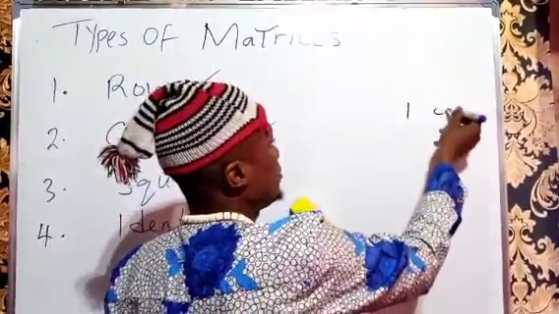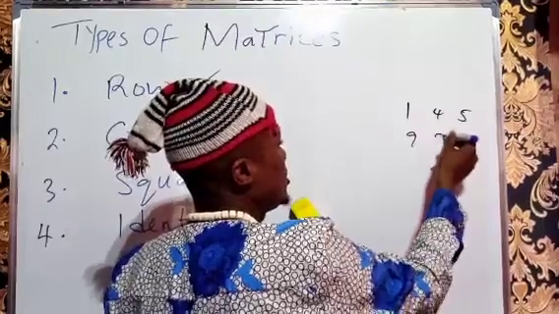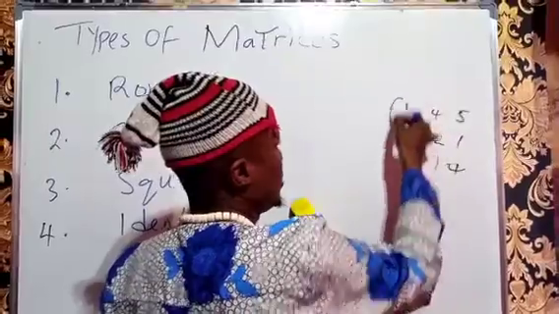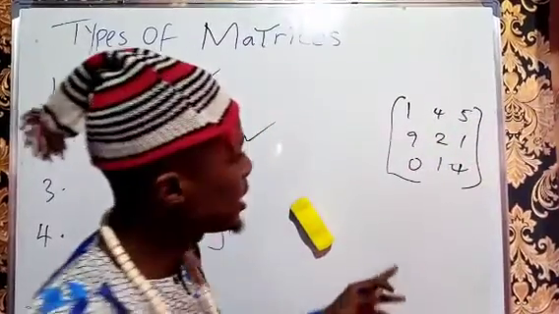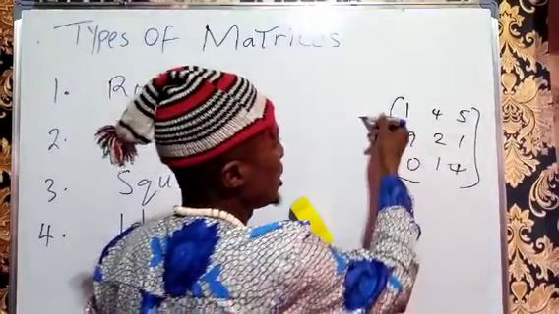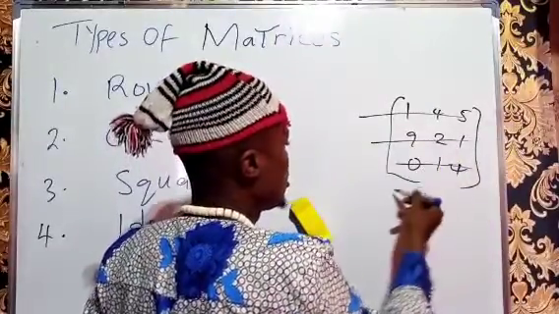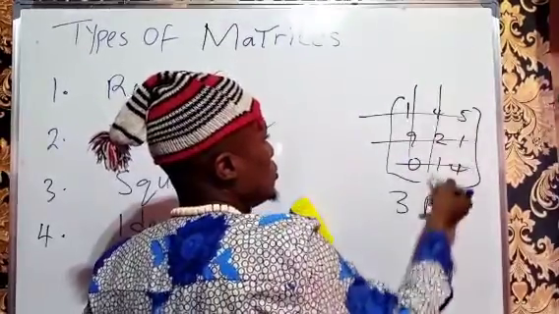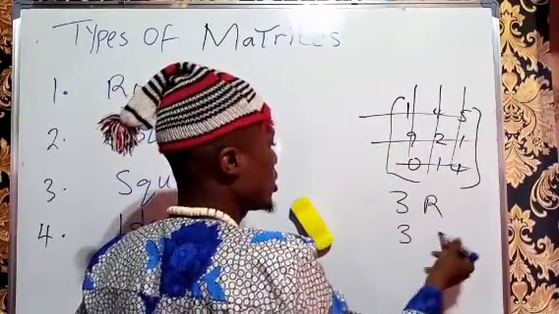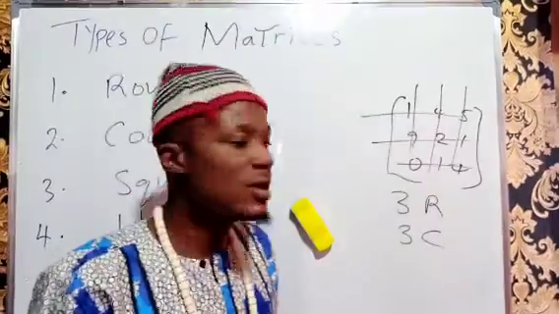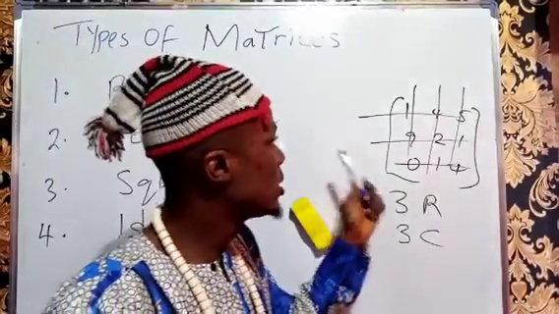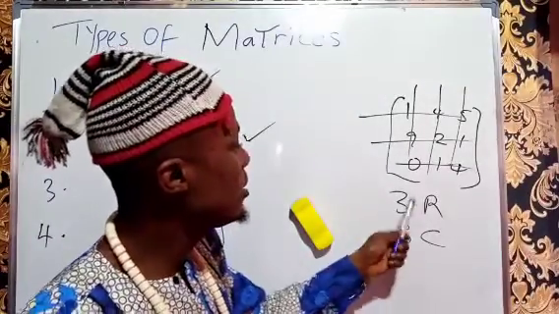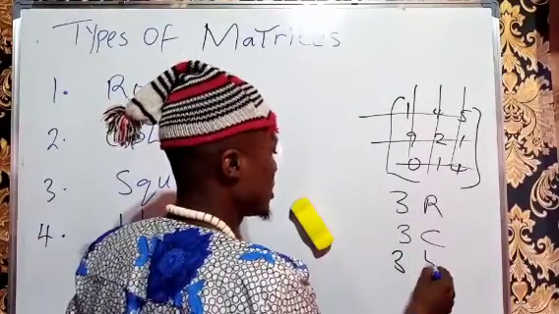Let's say 1, 4, 5, 9, 2, 1, 0, 1, 4. If you take a look at this matrix, you see that the rows are 1, 2, 3, so it has 3 rows. How many columns? 1, 2, 3. It has 3 columns. So you can now see that in this matrix, the rows are equal in number with the columns. Hence, it is a 3 by 3 square matrix.